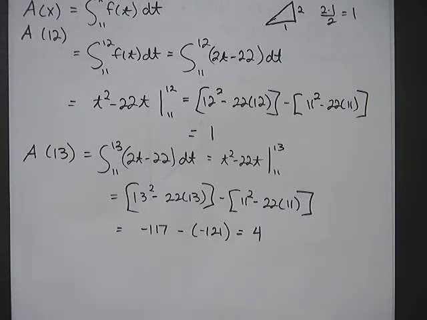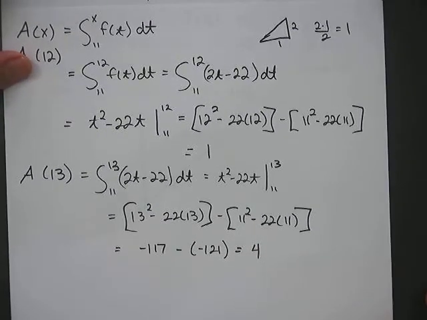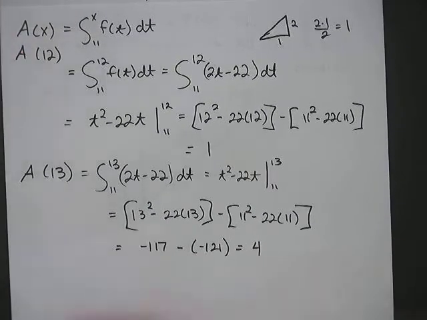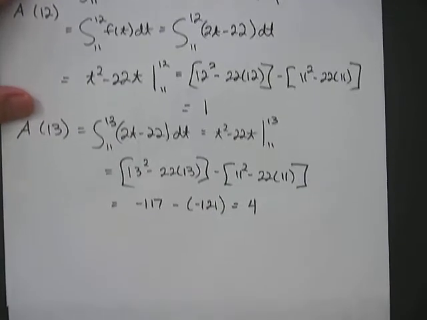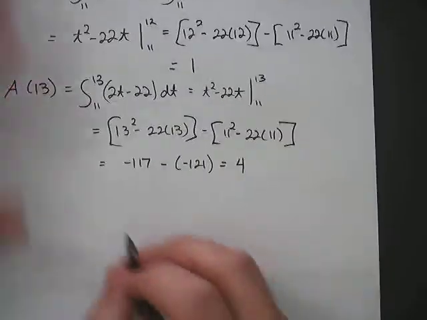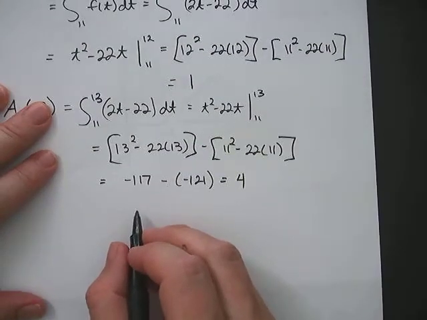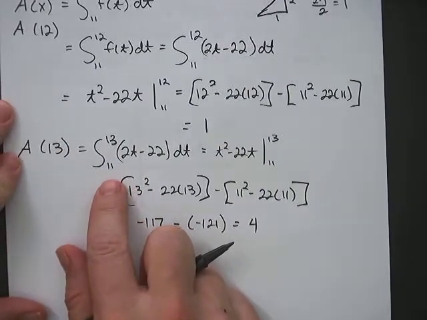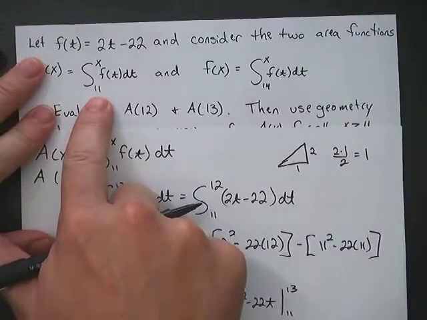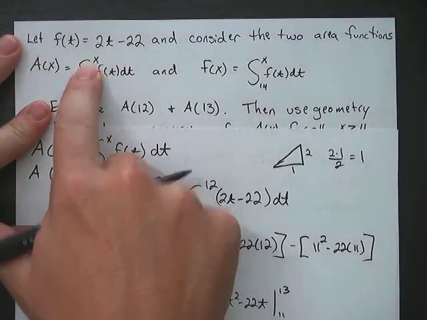So the last question on A was find an expression for A of x. In order to find an expression for A of x, we need to look at the graph again and start where the integral started. So A of x, remember, says it starts at 11 and goes to x.